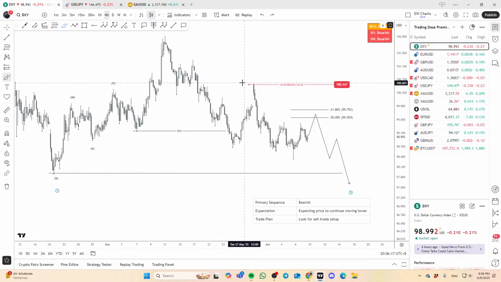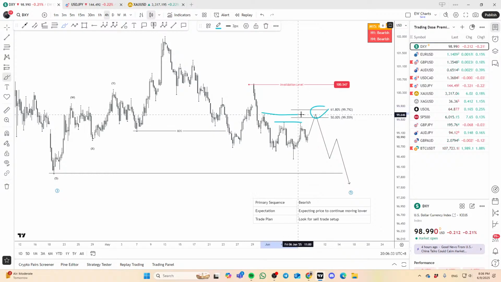The invalidation level is this high here, 100.5. As long as price remains below that, we're gonna maintain a bearish perspective for now, okay? What I like about this key area is you can see that it's actually just above this high as well as this high, right?